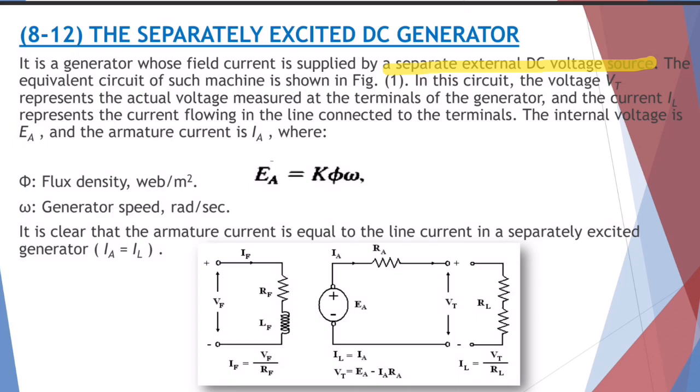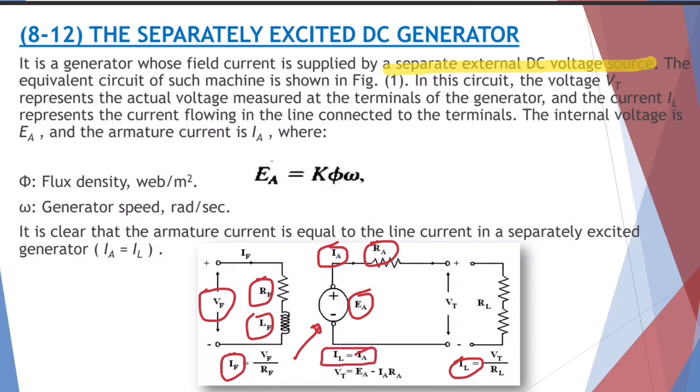As we can see here, this is the I field. This is V field, and this is the resistance with the inductance of the field, and this here is EA, the armature voltage. This is the symbol for the armature with the brush. We have IA, the armature current, and RA, the armature resistance. And we have equations also here. I load equals what? IA, the armature current. And V terminal here equals EA minus IA multiplied by RA.